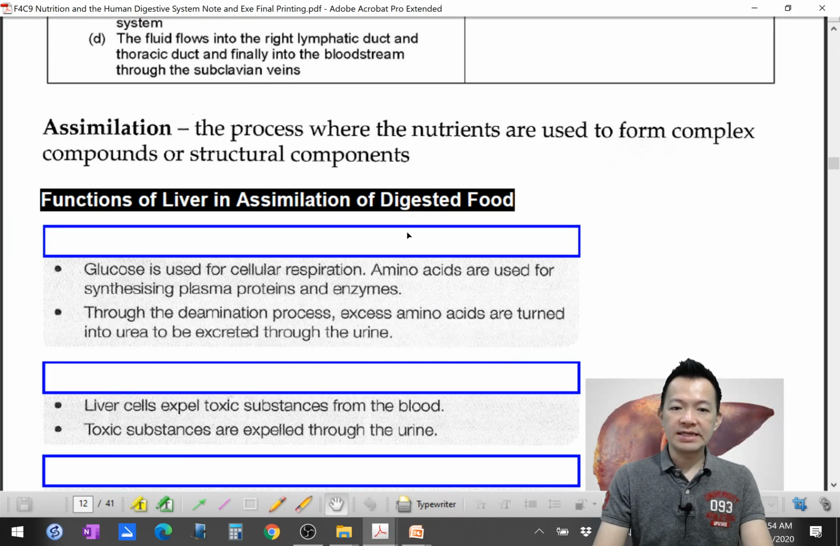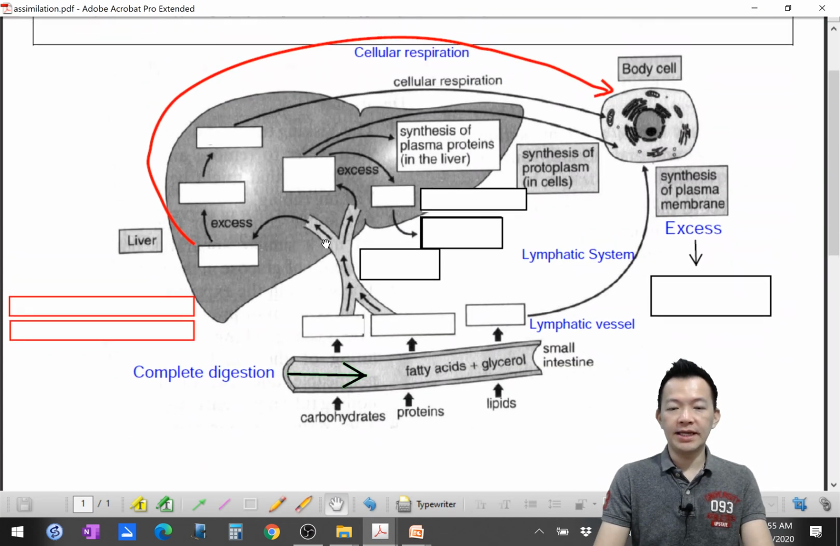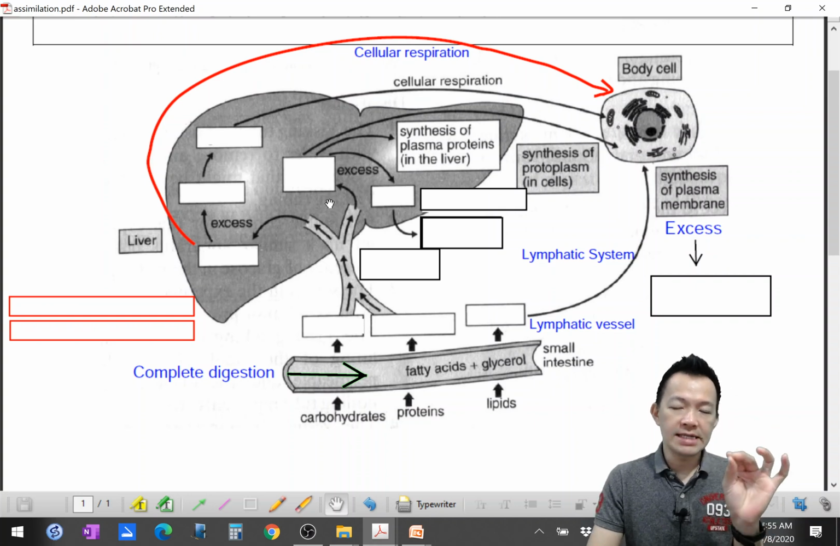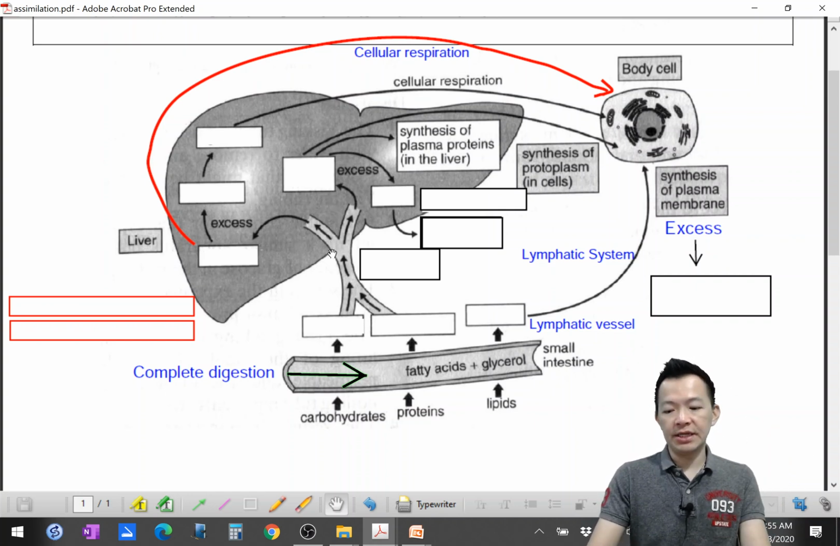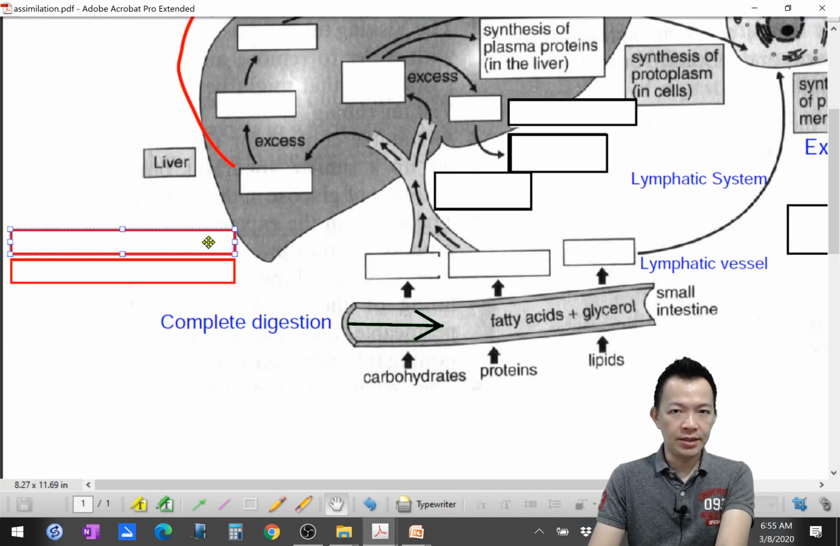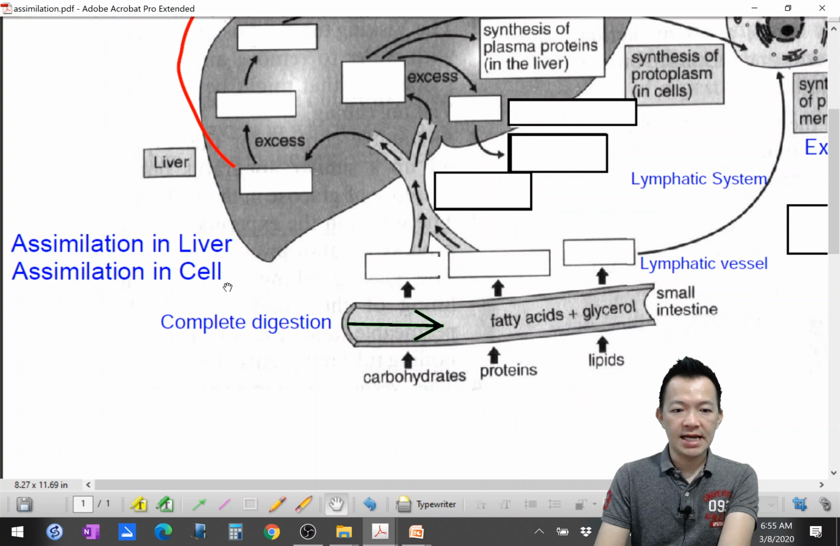But how is the process of assimilation? Assimilation 的过程到底是怎样的呢？So now we look at the diagram first. 我们看我们的图片，然后才继续了。When we talk about assimilation, we have two types of assimilation. 我们有两种的 assimilation. Number one, copy on your notes, you can add into your notes: assimilation in the liver, 肝里面的 assimilation. Or number two, assimilation in the cell, 细胞里面发生的 assimilation. So assimilation in the liver and assimilation in the cell.